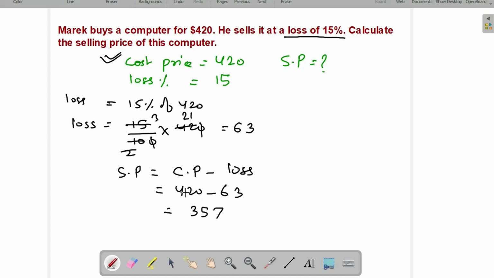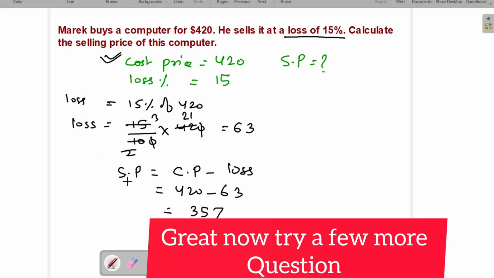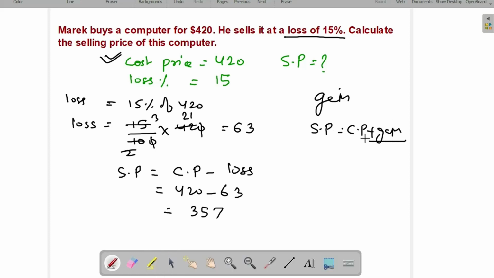So this is how we solve for the percentage loss, or if there is a percentage gain as well, we can use gain here, and then in the final answer for selling price, in that scenario gain will be plus. So if there is a gain, we can write selling price is equal to cost price plus gain. But in this case it was a loss, so that's why we subtracted it. Percentage we are going to calculate in the same way.